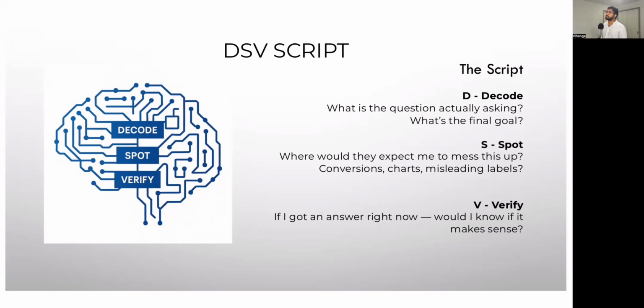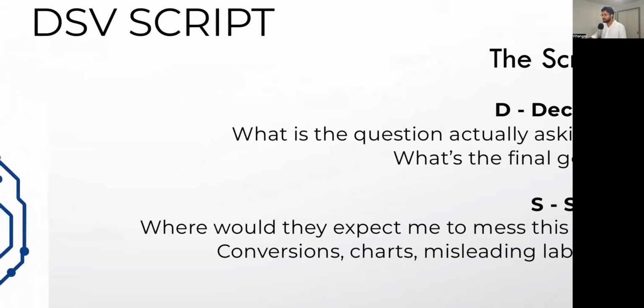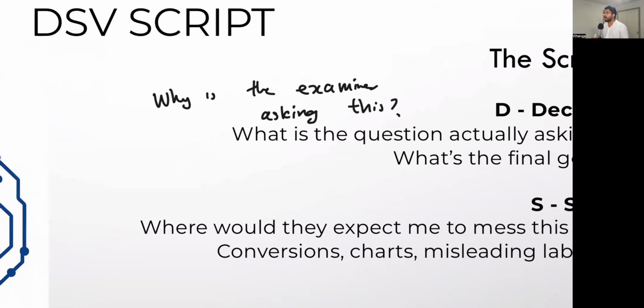So the DSV script is pretty much decode, spot, and verify. First you need to actually figure out what the question is asking you to do. What's the final goal? Another thing you can put in here is why the examiner is asking this. What concept, what bucket does it tick? What checklist box do I have to hit from this? What is the examiner actually asking?